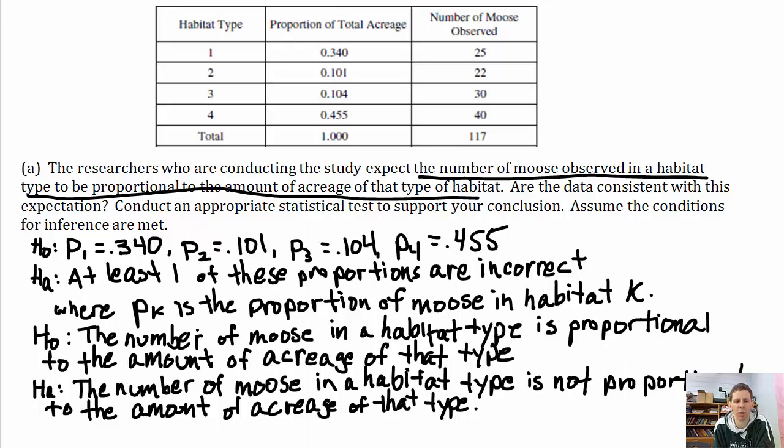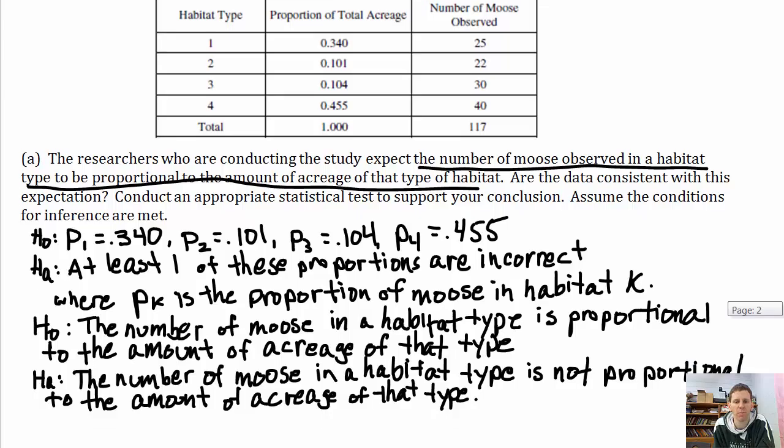You do not have to write down both of these sets of hypotheses as long as you have one of these null and alternative hypotheses, whether it be this first set or this second set. That's sufficient for this problem. It's your choice. Both ways are correct.